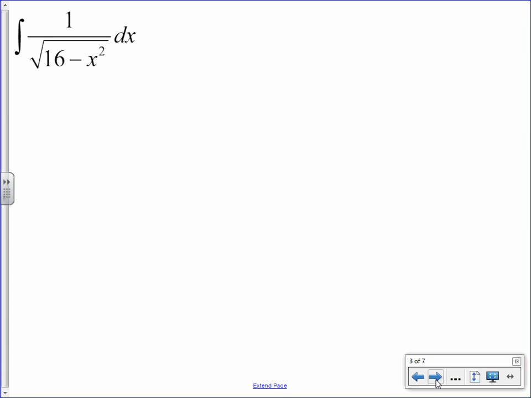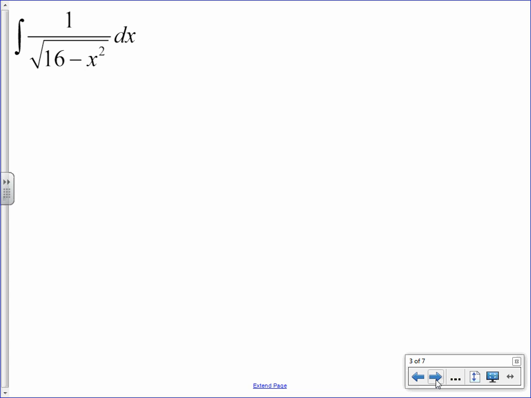This one is going to be short. We know what this is. Okay. This is going to be arcsine of x over 4. Okay, so just keep that in the back of your mind. We do not need to do trig substitution to get this integral. But we're going to do it so we can see how everything plays out. This is a nice simple one.